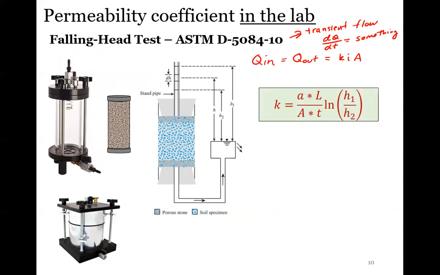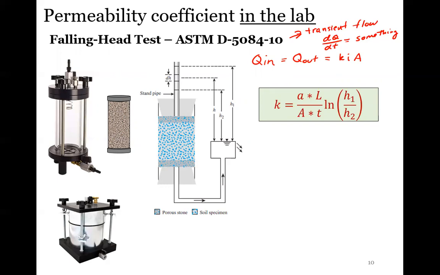I'm not going to go through the whole thing, but I'll show it here. So this is our derivation for the permeability coefficient using the falling head test. So you cannot use this equation for the constant head test. And you'll see it's a function of two H's, so H1 and H2. What do you notice is not in here compared to the first one?